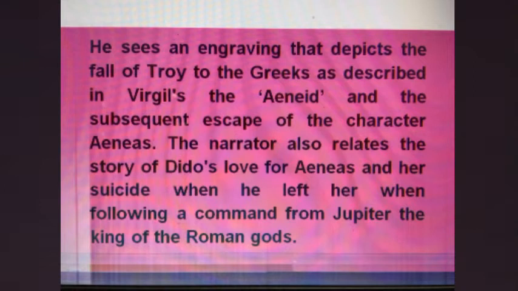And after this, the narrator also relates the story of Dido's love for Aeneas and her suicide when he left her following a command from Jupiter, the king of the Roman gods. So the story continues, the story of Aeneas. Aeneas was loved by Dido. And Aeneas later leaves Dido because he got a command from God Jupiter. So he leaves Dido, and after that Dido commits suicide because of her sadness over the breakup with Aeneas.